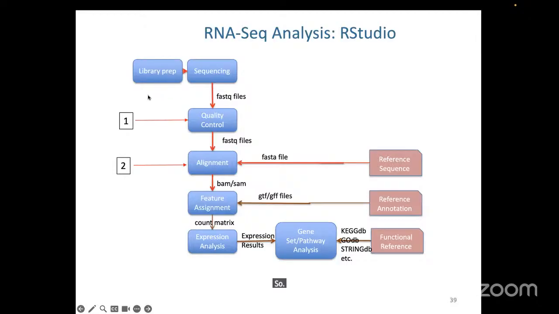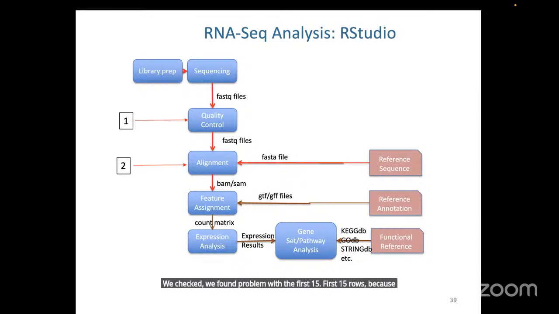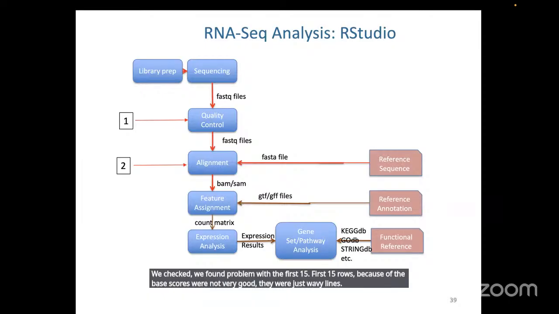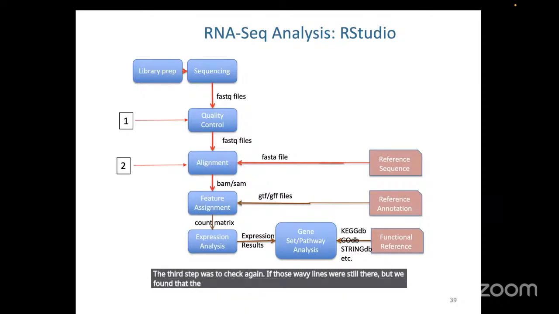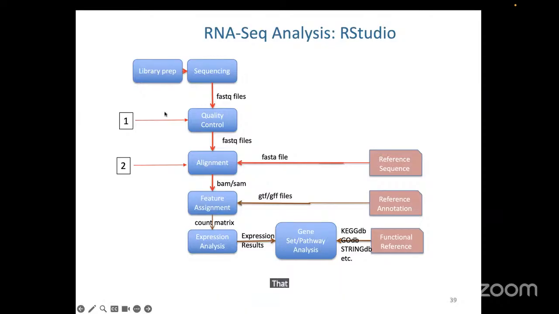So the first three scripts that we ran were quality control. The first script, we brought our sequences in, we checked, and we found a problem with the first 15 rows because the base calls were not very good. They were those wavy lines. Our second script was to clean them. The third script was to check again if those wavy lines were still there, and we found that the wavy lines are gone. That was one, quality control. Next, we go to alignment.